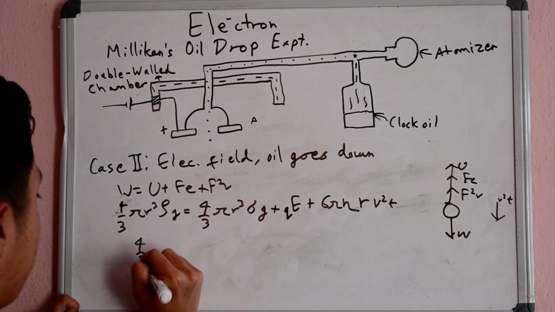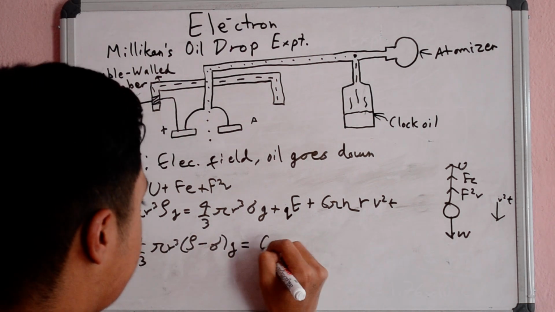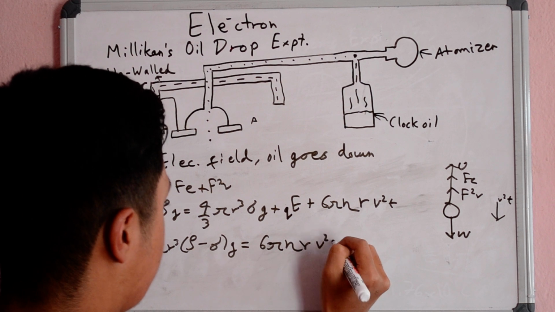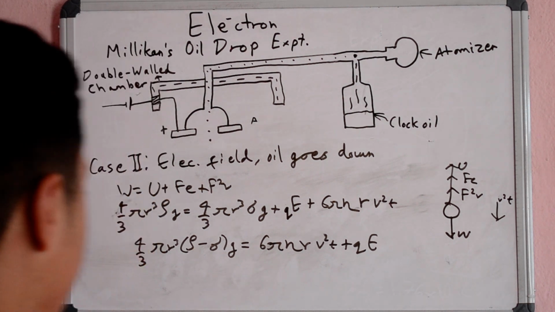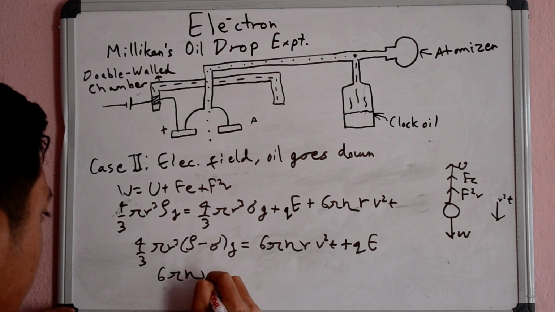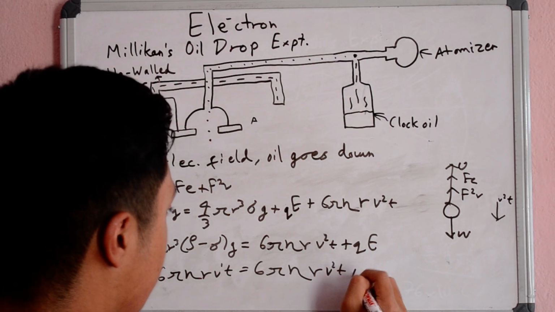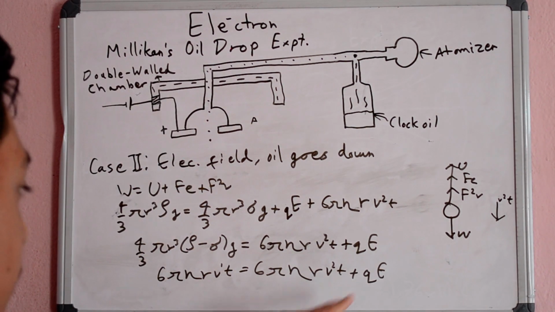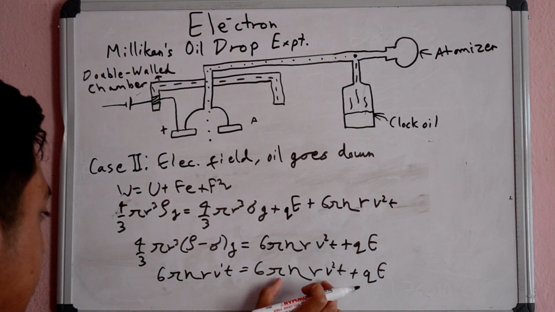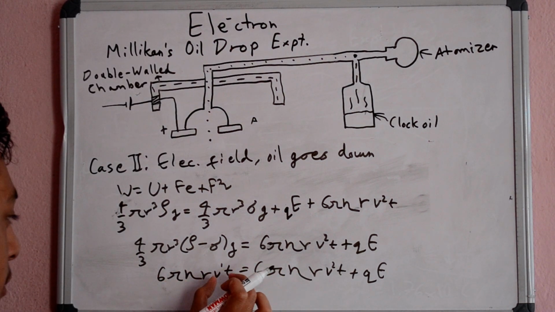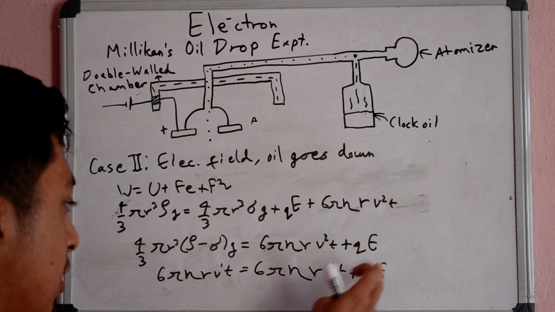So we can take this common, 4 by 3 pi r cube (rho minus sigma) g equals 6 pi eta r v2t plus qE. Now here using equation 1, which I rubbed out but I still remember, it is 6 pi eta r v1t equals 6 pi eta r v2t plus qE. Now we're trying to find charge, and we can do some very quick math to get, well, this minus that. This is almost the same except for v1t and v2t, which we can take common: (v1t minus v2t) whole by the electric field.